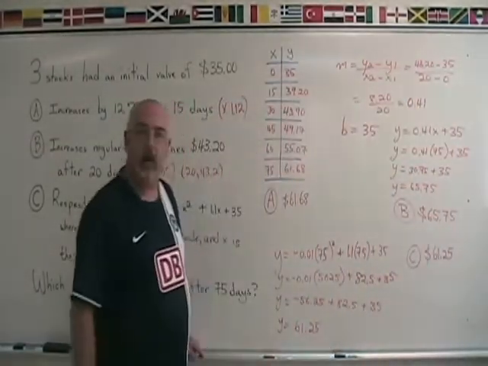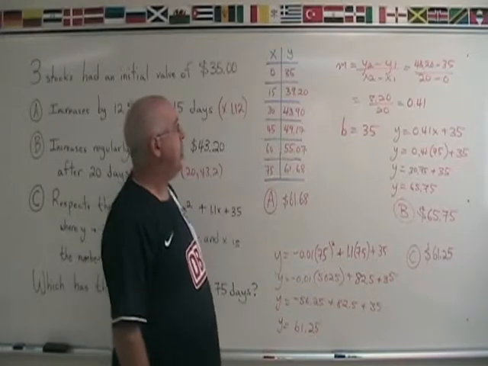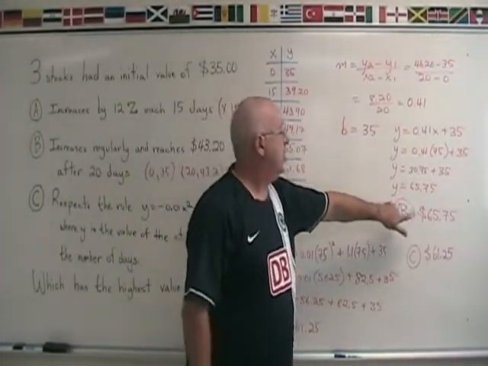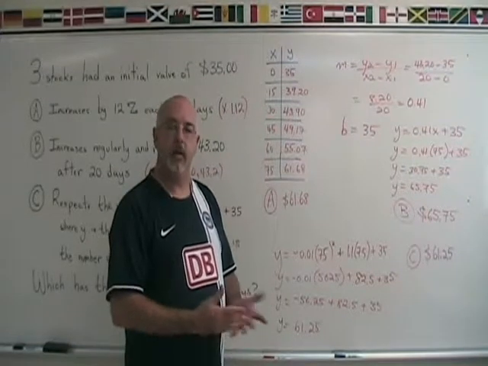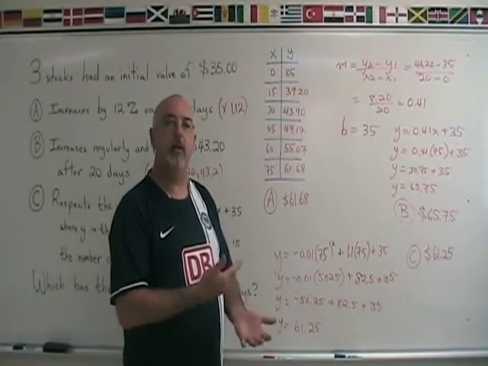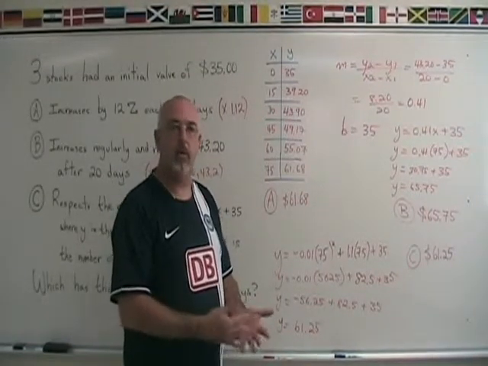Now we can finally answer our final question. Which has the highest value after 75 days? The answer is stock B with $65.75. This word problem has us compare three different types of functions in order to answer a question.